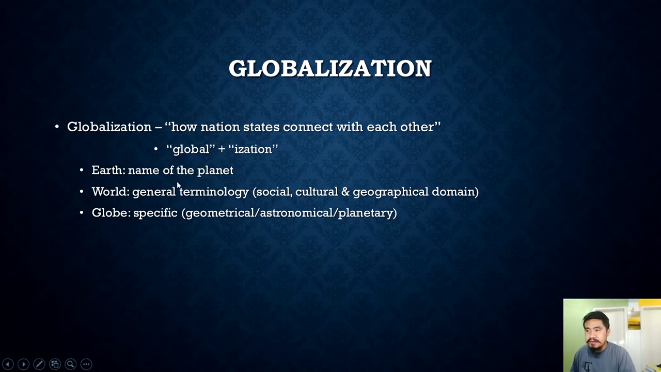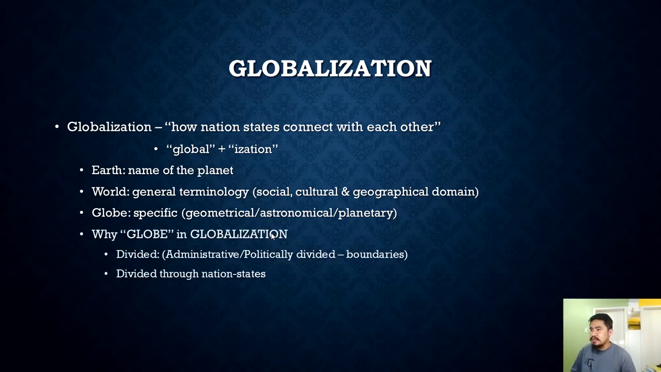Specific in the sense, it refers to the geometrical, astronomical, and planetary concept or aspect. But wait, there's a question. We're looking into the contemporary world as social sciences, but looking into the globe in its definition, baka science naman ito, or rather physical sciences. Now look into the specific features of the globe or the term globe, no?